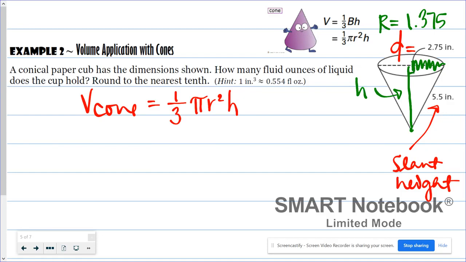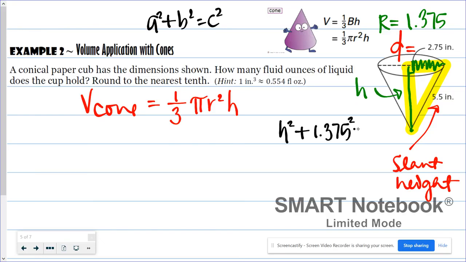But since it is the perpendicular distance, I am able to find it because what we have right here is a right triangle. And in this right triangle, I know two sides. And so I can use the Pythagorean theorem to find my third side. So the Pythagorean theorem says the leg squared plus the other leg squared is the hypotenuse squared, or as everybody knows, a squared plus b squared equals c squared. So for this problem, that would mean h squared plus 1.375 squared is equal to 5.5 squared. So I do want to solve this for h. Now I'm telling you right now, it isn't going to be a pretty number. I rounded it to two places. So I ended up with that h is approximately 5.33.